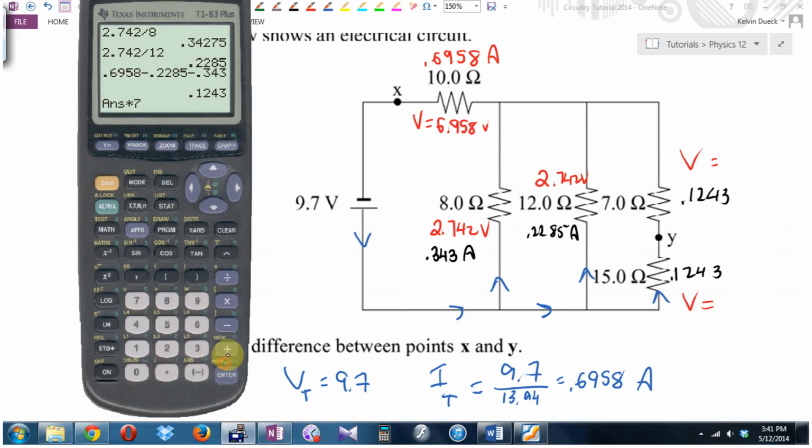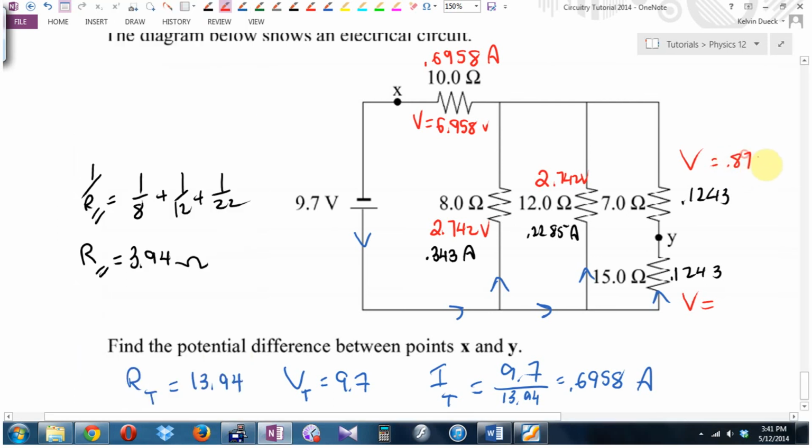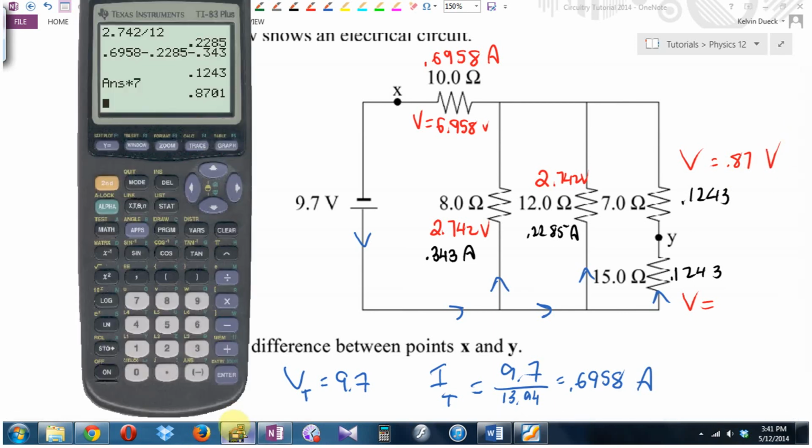Times 7, 0.871 volts, so 0.87 volts, and 0.1243 times 15, 1.86.